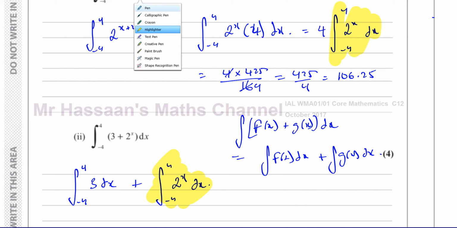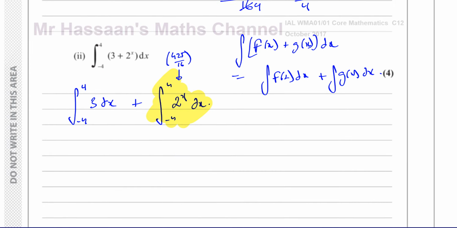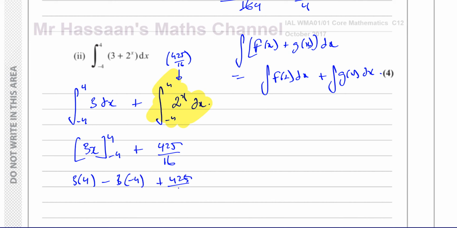So I know that this is now approximately equal to 425 over 16, which we worked out in part A, the estimate of that using the trapezium rule. And something like 3 dx, we can integrate that easily. The integral of 3 with respect to x is 3x. So this becomes 3x. You have the limits between 4 and minus 4 plus, and this is replaced by 425 over 16. So we have 3 times 4, which is 12. So you have 3 times 4 minus 3 times minus 4 plus 425 over 16.